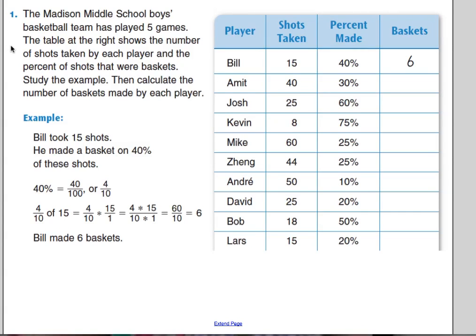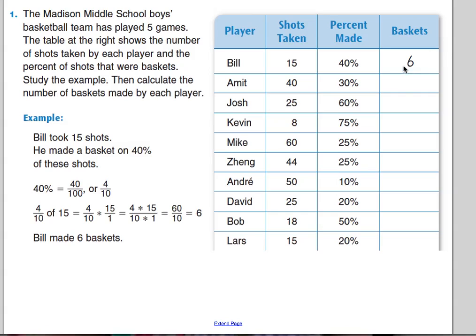Now, in your math journal, open to page 277. Okay, and let's take a look at the top part of this page here. You're going to be getting some practice with the skill that we just learned. Take a look, we're at number 1. The Madison Middle School boys' basketball team has played 5 games. The table at the right shows the number of shots taken by each player and the percent of shots that were baskets. Study the example, then calculate the number of baskets made by each player.